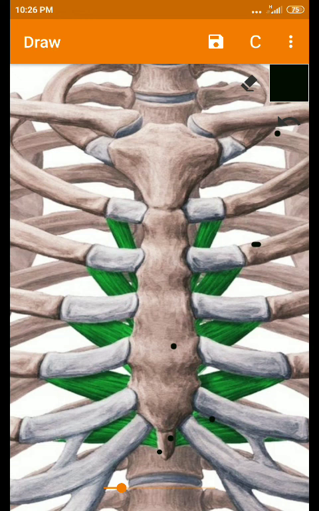This triangularis muscle may be active during quiet expiration in older people during standing. In supine, these muscles become silent. So this is about the triangularis sterni or transverse thoracis.